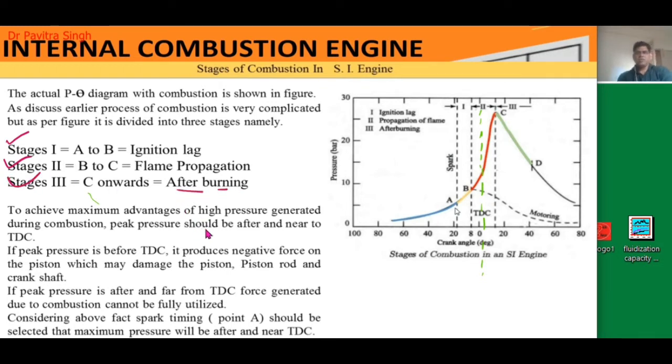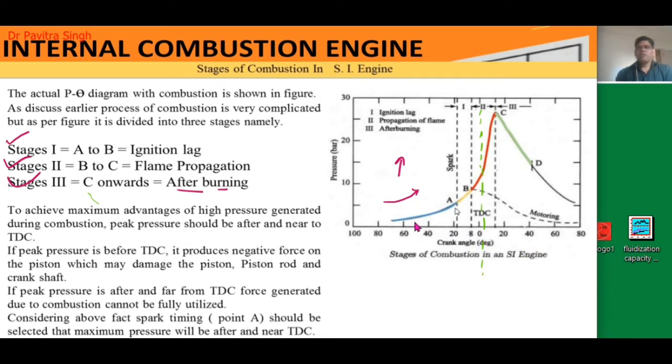So you can see in this figure, the piston is moving from BDC to TDC, and the crank is rotating. This is the crank angle and this is the pressure variation. Pressure is increasing 0 to 10, 20, 30 in bars. It is in the vertical direction, and the variation of crank angle is along the horizontal direction.